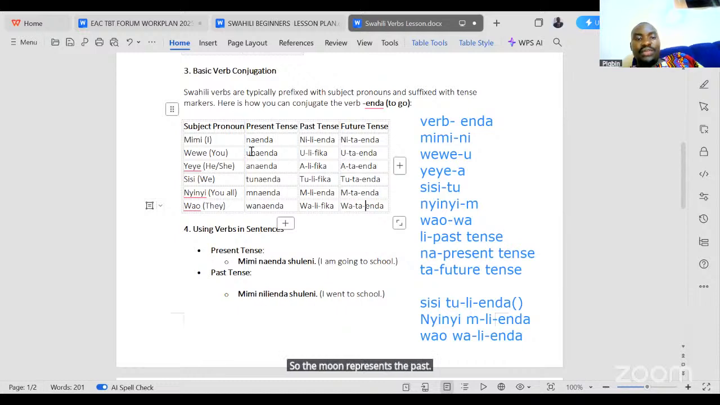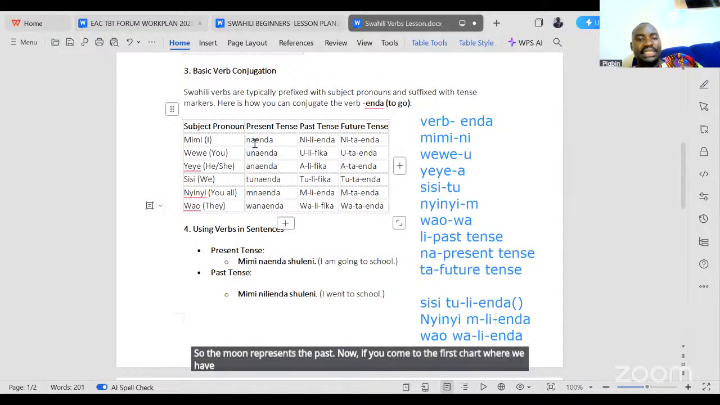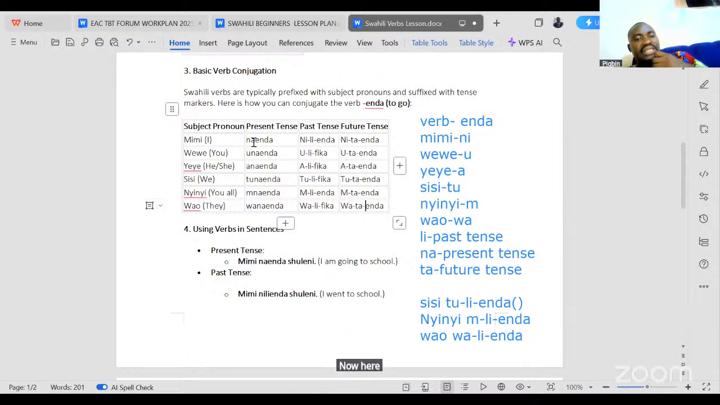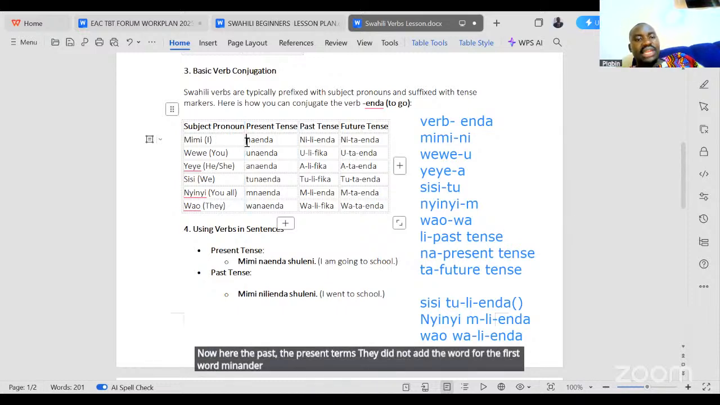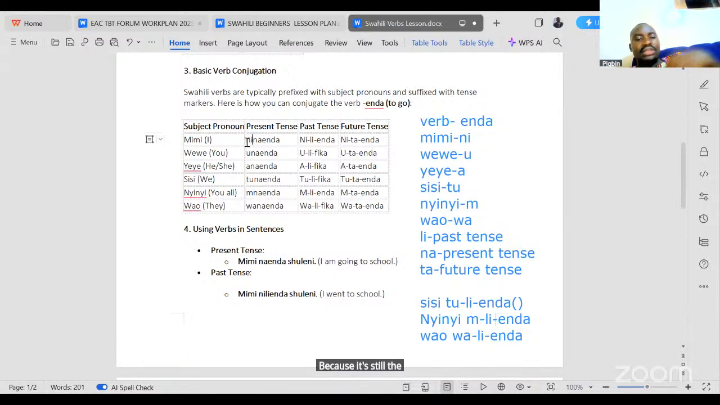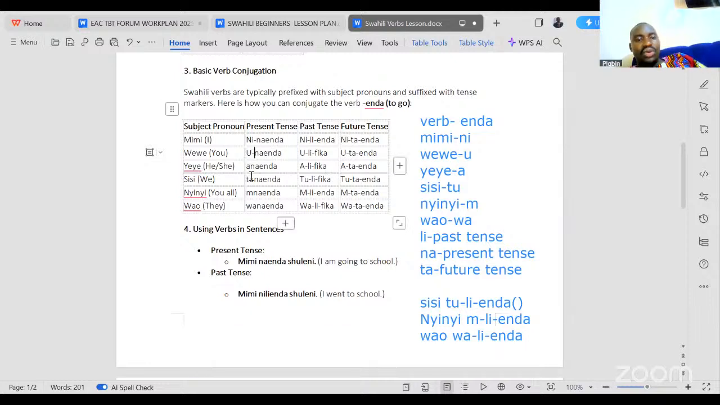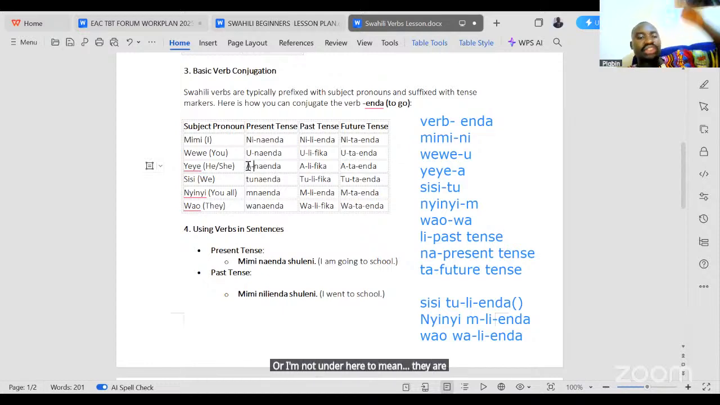Now if you come to the first chart where we have the present tense, here they did not add the word ni for the first word, ninaenda. Here we did not add the ni, because it's still the same as naenda. When somebody says naenda, they silently imply the word ninaenda, but we can add ninaenda here to mean I am going, or unaenda to mean you are going, or anaenda to mean he or she is going.